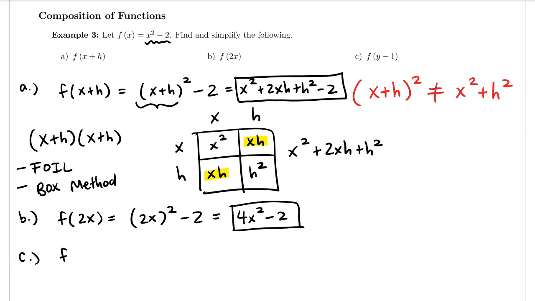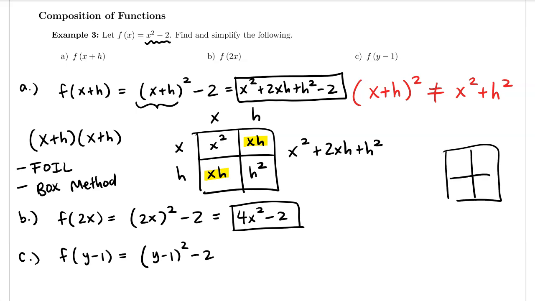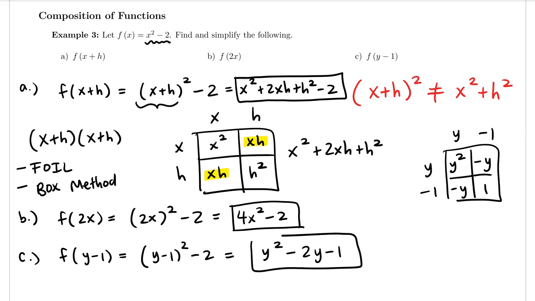In part C, we want to evaluate f of y minus 1. So we have y minus 1 quantity squared minus 2. I'm going to go ahead and use the box method again. So I have y minus 1, this is y squared, negative y, and positive 1. Combining like terms, we get y squared minus 2y plus 1 minus 2, and plus 1 minus 2 ends up giving us minus 1. And so here is our final answer for part C.